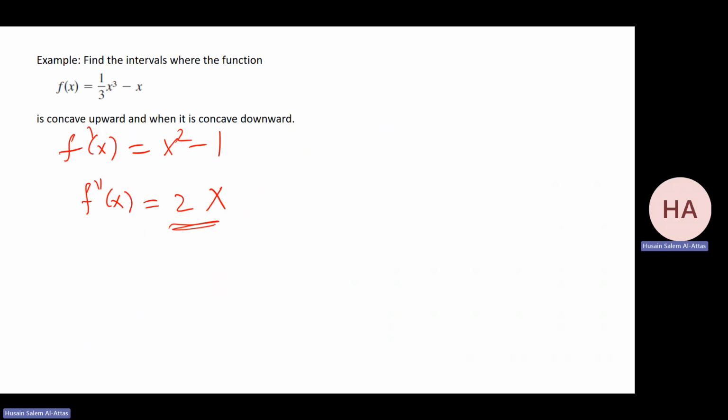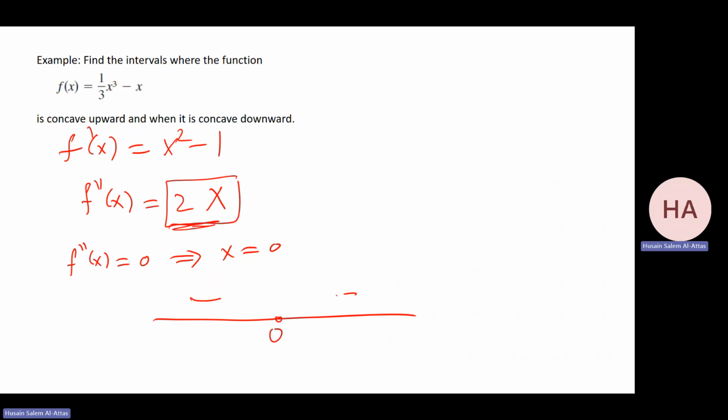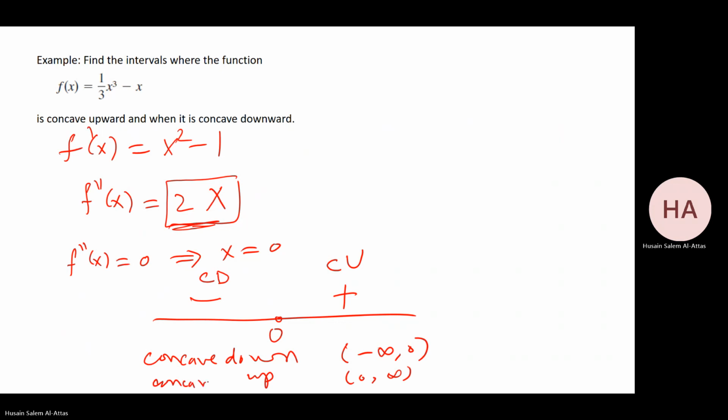Now I will check the sign of this. Check when f double prime equals 0: x equals 0. So I'll put the number line. This is 0, and I check the function: before 0 it's negative, after 0 it's positive. Negative means concave down, positive means concave up. That's concave down from minus infinity to 0 and concave up from 0 to infinity. I'll use CD and CU for concave down and concave up.